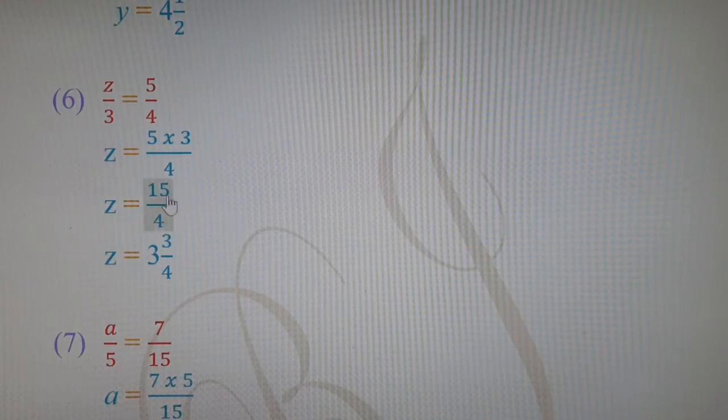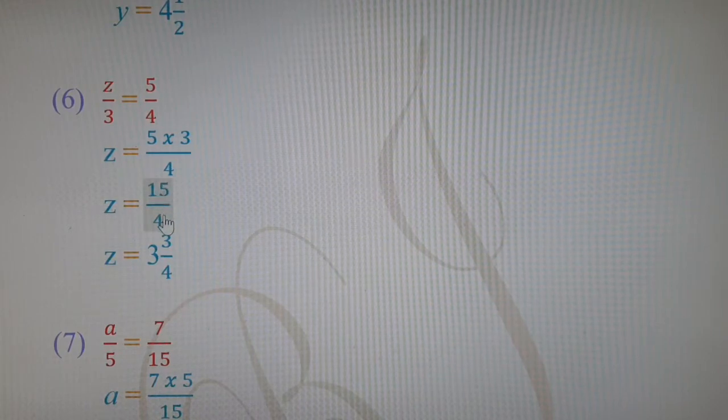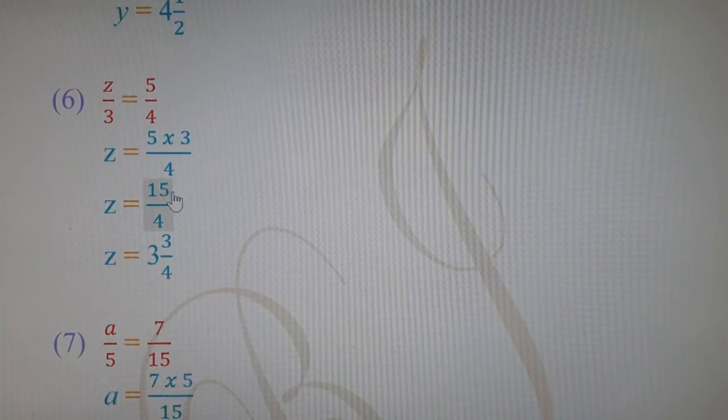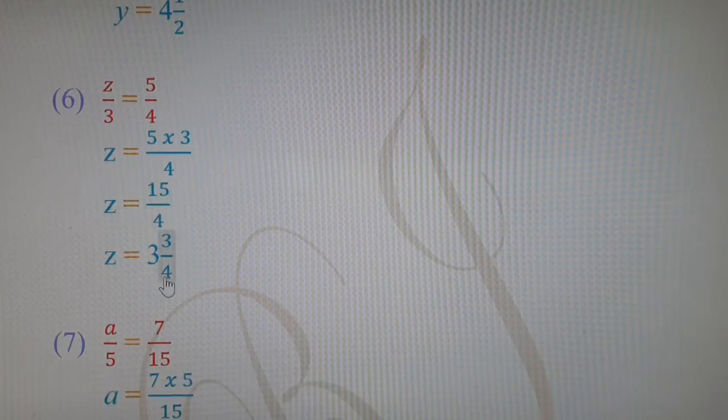But in 4's table 15 cannot be solved, or 2's table 15 cannot be solved. This cannot be further simplified or cancelled and reduced. So we will convert this into a mixed fraction because whenever the numerator is bigger than the denominator, it is known as an improper fraction. Since it is an improper fraction, we cannot write it as the last step. We have to convert it into a mixed fraction. In order to convert into a mixed fraction, we have to use the multiplication addition rule or the MAR rule, where the denominator 4 will remain same as it is. So 4 will copy as it is, and 4's table we have to use and find out 15.